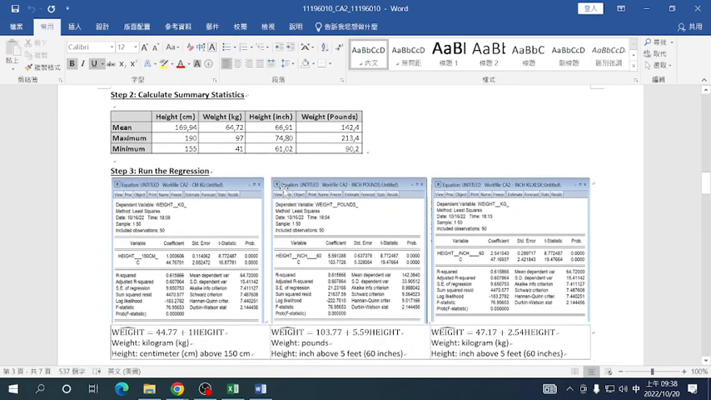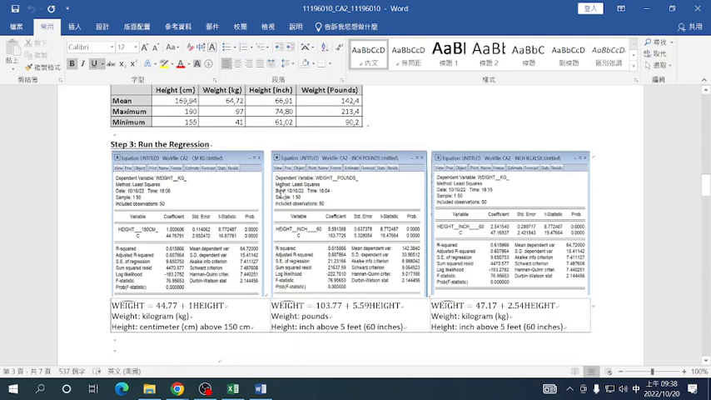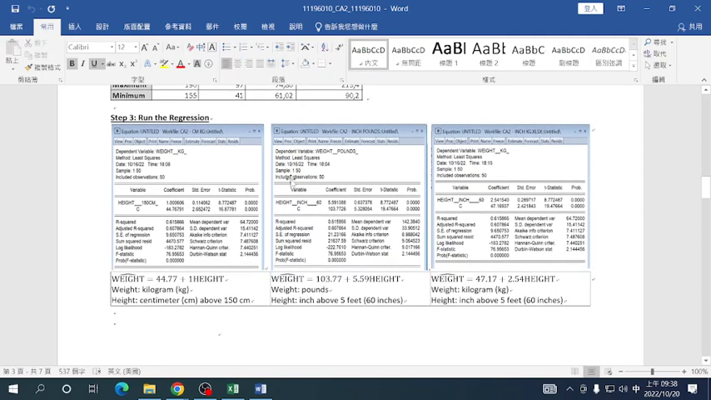And after we run the regression, we have the equation. The first one is where the measurement is centimeter and kilogram. So the weight that we get is 44.77 plus 1 height. And this is for the measurement inch and pounds.